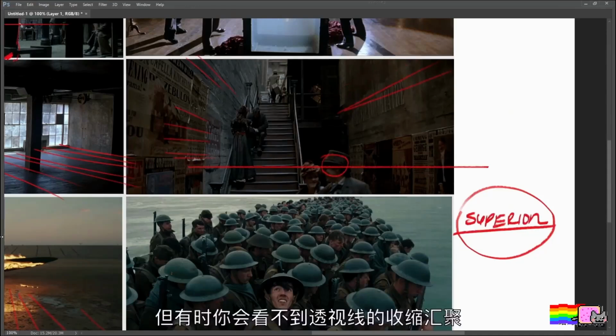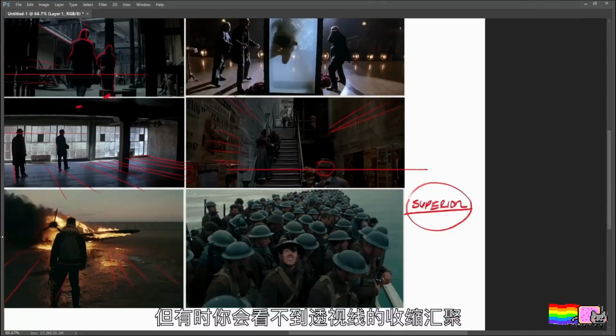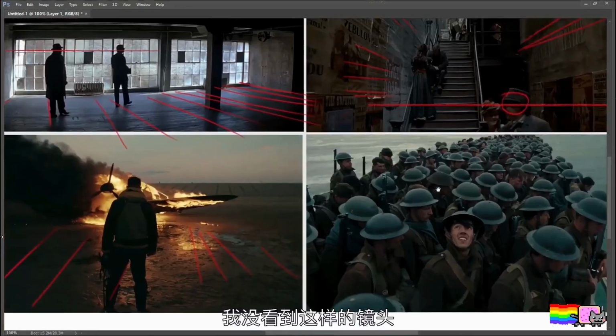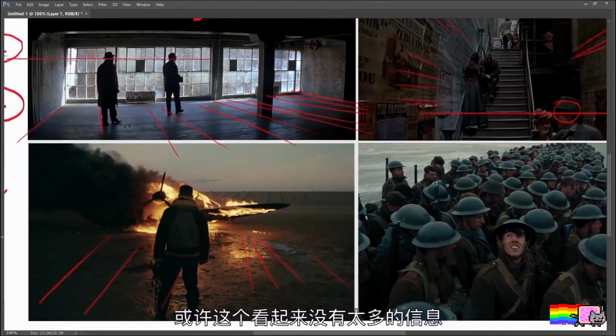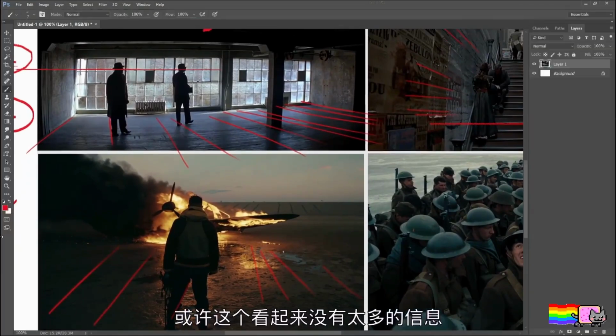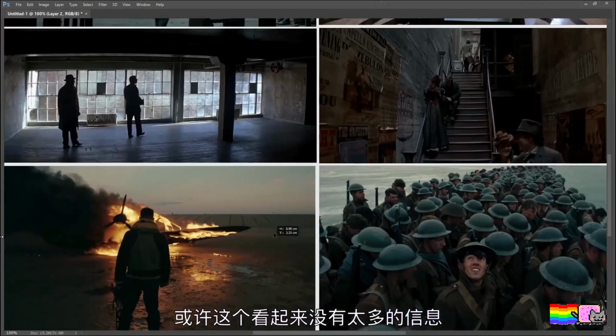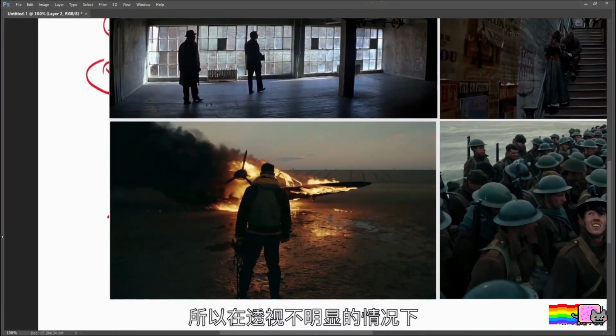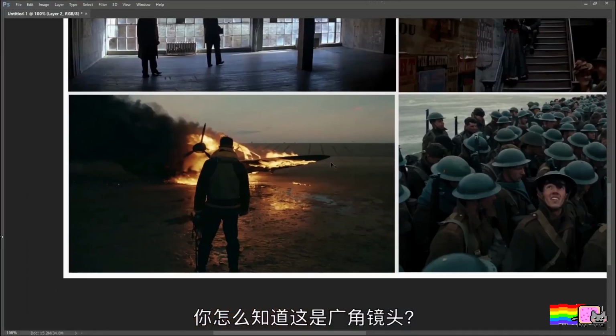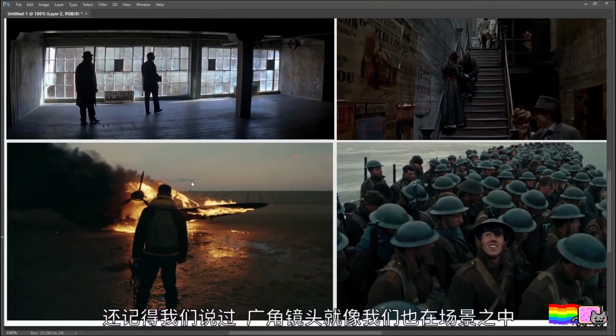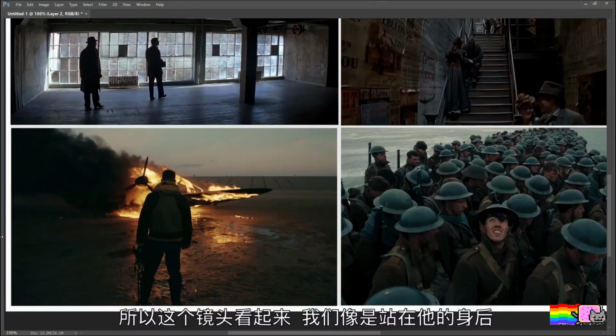But also, sometimes you don't see the converging lines. How would you go about it, right? I don't see any frame. Maybe this one kind of looks like there's not much information going on. So in terms of perspective grid, how would you know that this is a wide angle lens? Remember I said wide angle lens is the one where we are inside the action, right? So this frame literally looks like we're standing behind that person, right?